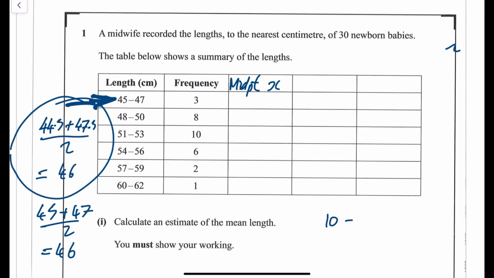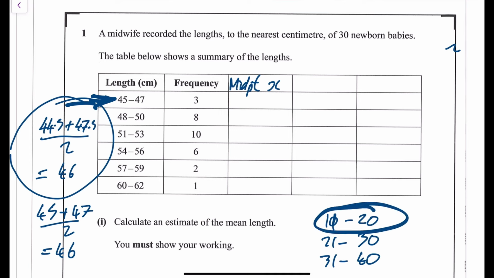Why that's important is if it was written a slightly different way. If it was like 10 to 20, then 11 to 20, and then 21 to 30, and then 31 to 40, and so on, the boundaries of this are going to be 10.5 and 20.5, 20.5 and 30.5, and so on. So you'd really have to do that. But in this particular case, it was all right.